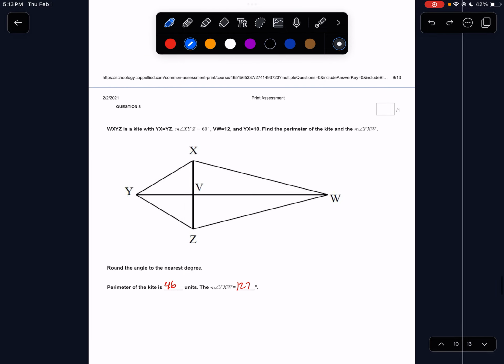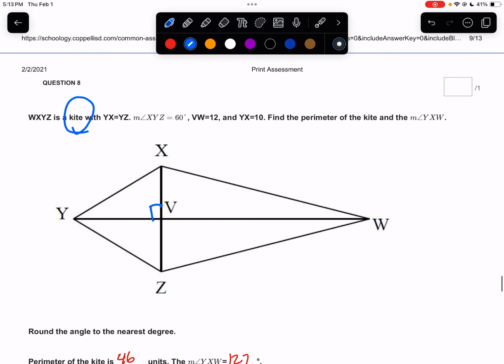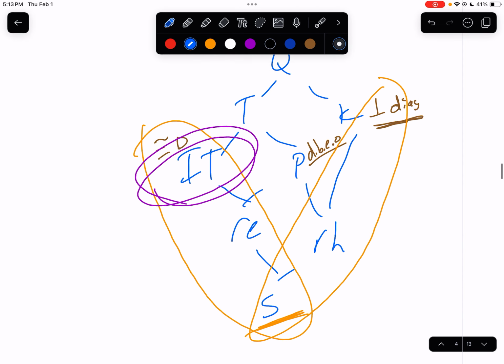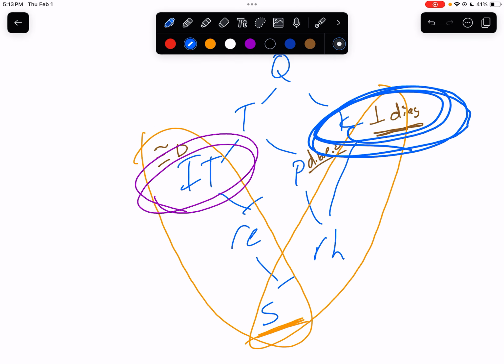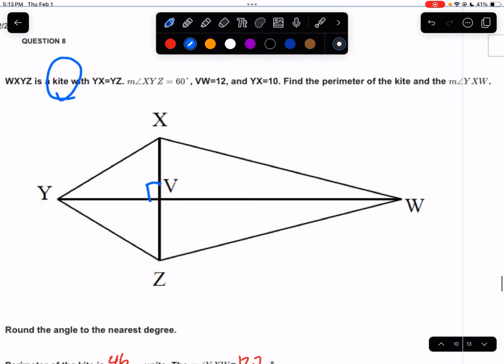All right, question number 8. It says WXYZ. Okay, it's a kite. And you know what happens in a kite? Kites must have perpendicular lines. They've got to make these perpendicular lines. Guys, I'm going to zoom way up. Keep moving. Perpendicular diagonals. That's the core thing that the kite brings us. The other thing that we didn't really talk about is we have a line of symmetry.